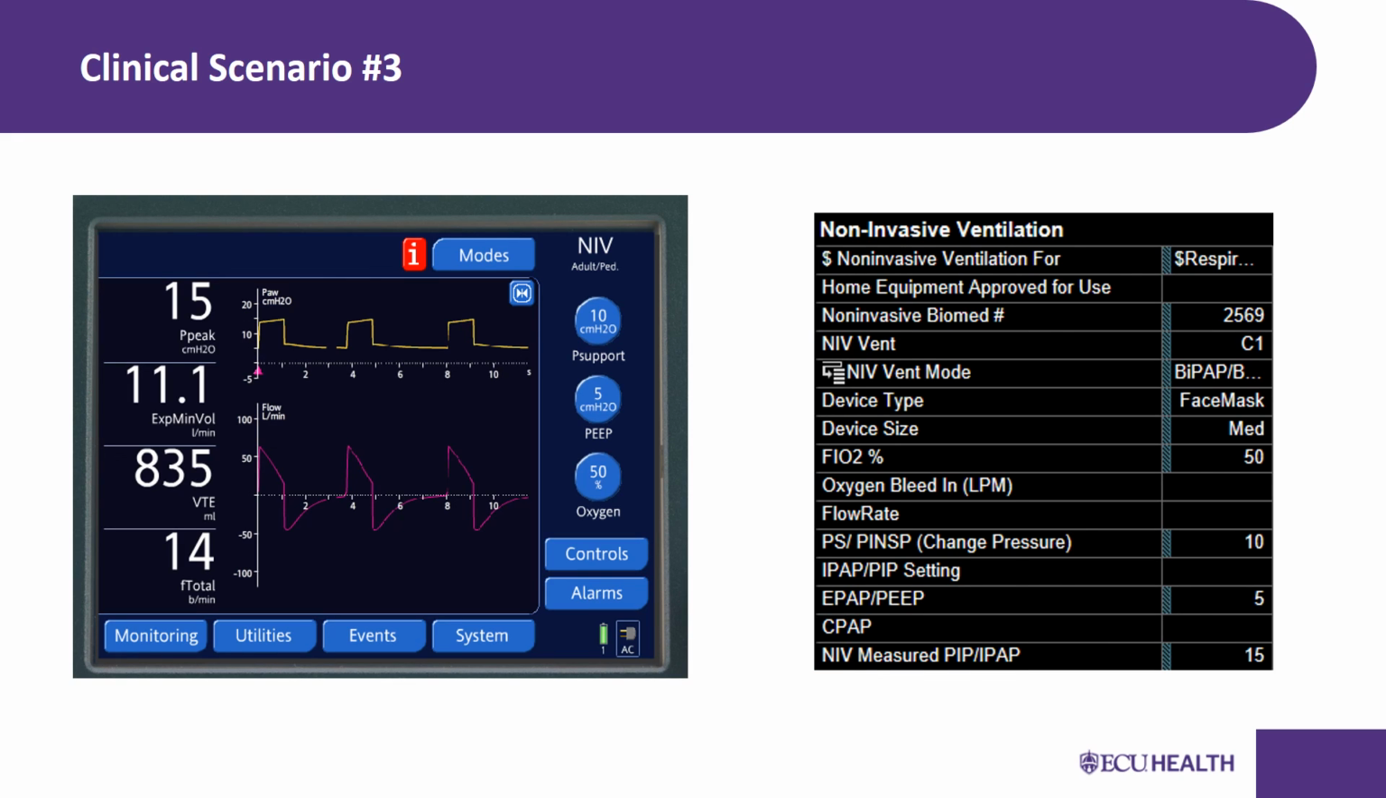So reviewing the flow sheet on the right side of the screen, same scenario, the patient's on BiPAP, they're on a FiO2 of 50%. We need to document a pressure support setting, which is 10. That's also our change pressure. We need to document a PEEP of 5, which we have. We do not document an IPAP or PIP setting here. And we need to document our NIV or peak inspiratory pressure measured, which is 15 in this case.